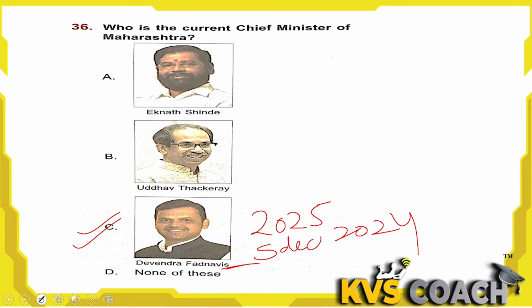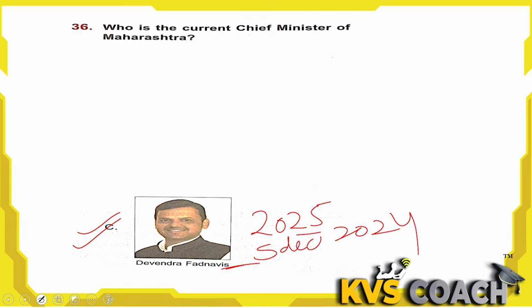Okay, actually Devendra was already chief minister of Maharashtra from 2014 to 2019 also. Now he again is chief minister of Maharashtra. Okay, so option C is the right answer for the year 2025.